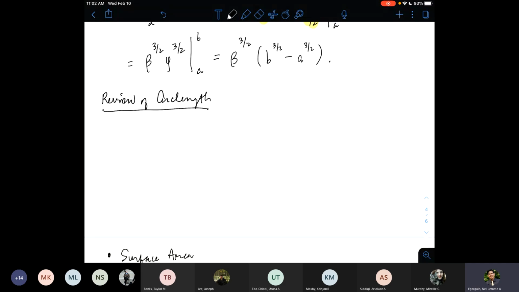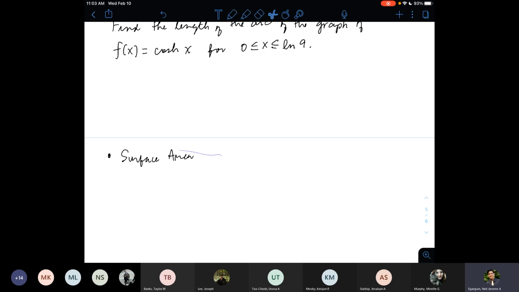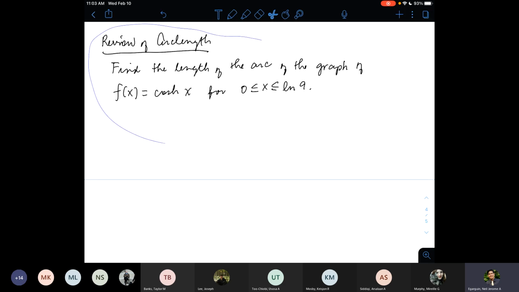So the question was find the length of the arc of the graph of f of x equals hyperbolic cosine of x for x's between 0 and ln of 9. I hope by now you are used to my handwriting. Okay, let me just cut this and put that here.